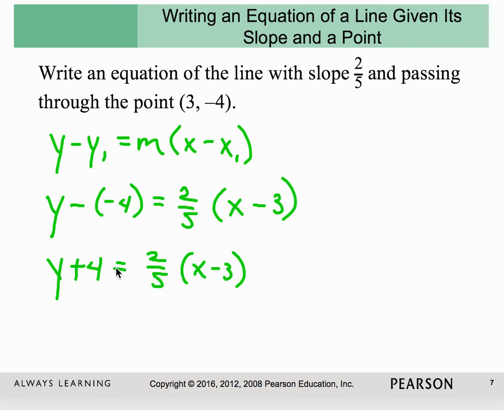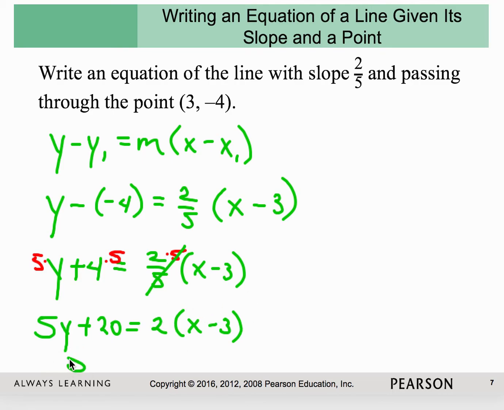And a fraction in an equation? No, not having that. Let's get rid of that fraction. Multiply everything by 5, not inside parentheses, remember. So I have 5y plus 20 equals 2 times x minus 3. Let's distribute and get rid of those parentheses. 5y plus 20 equals 2x minus 6.